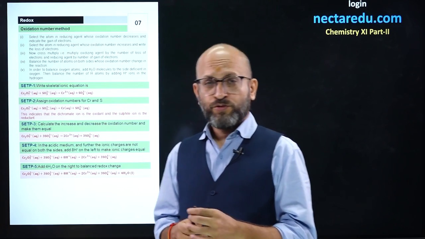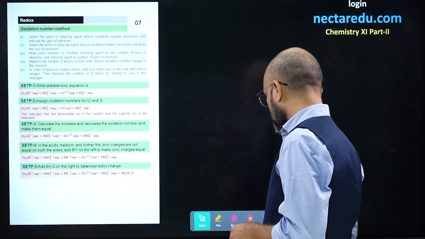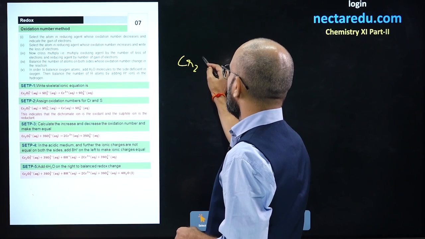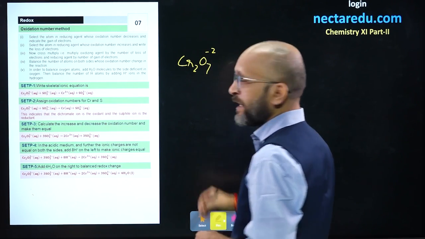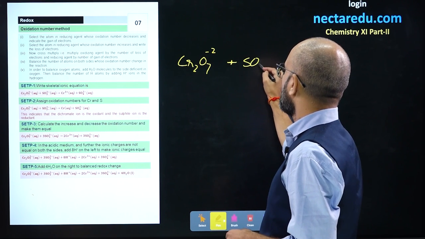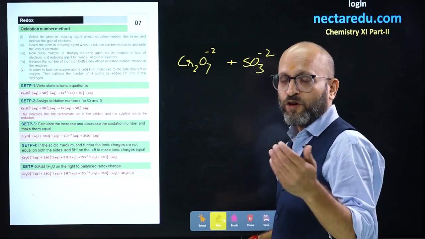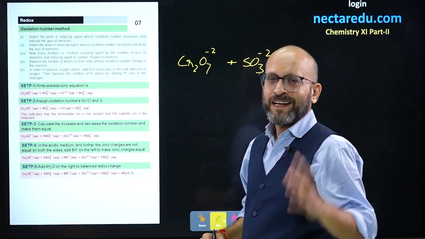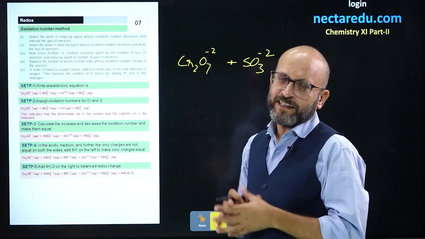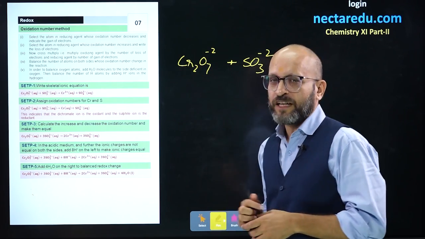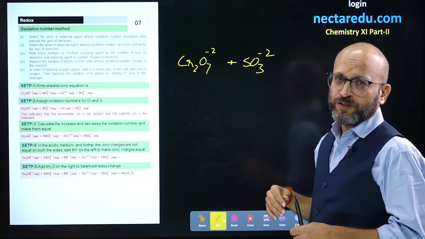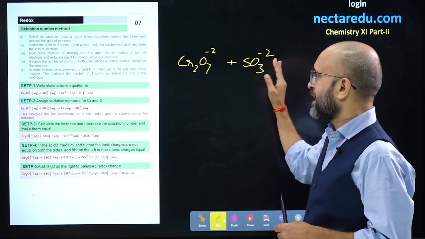I'll explain it to you through an example. We will take the same example so that you can understand easily. Cr2O7 minus 2, which we call the dichromate ion, and another ion, the sulfite ion. If salts are given, just remove the metal ions and take the skeletal structures or ionic reaction. If we have K2Cr2O7, we will take out Cr2O7 minus 2, and suppose we have Na2SO3, we will remove Na and just get SO3 minus 2.